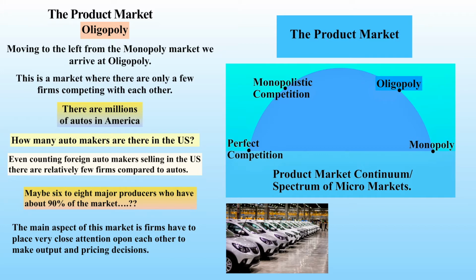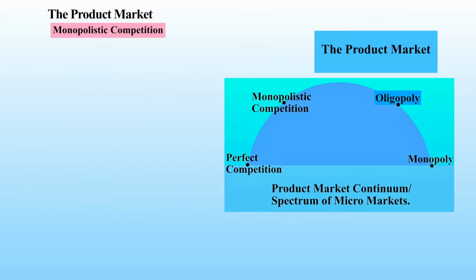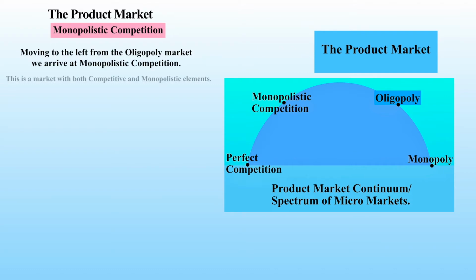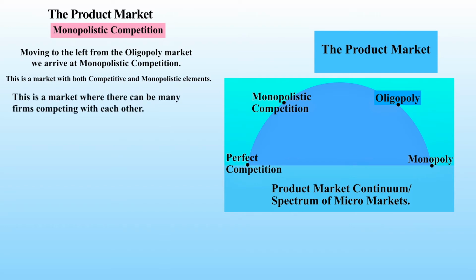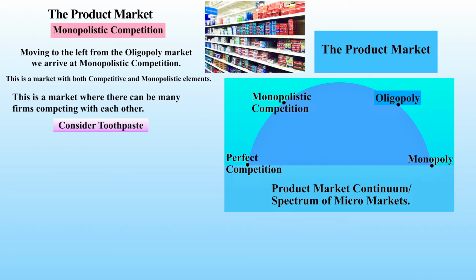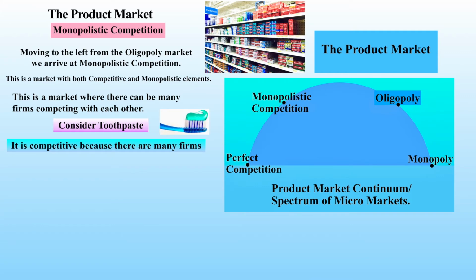output and pricing decisions. Moving left again on the continuum from the oligopoly market, we encounter monopolistic competition. This is a market where both competitive and monopolistic elements exist. This is a market where there can be many firms competing with each other. Consider toothpaste. It is competitive because there are many firms.